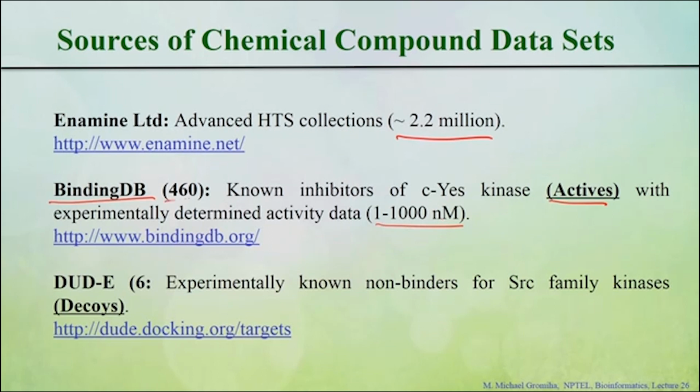So, here you can see 460 compounds. Then the decoys, this will give you the number of decoys. These are known non-binders for the SRC family. This is a negative set, right. So, we got the negative, we got the positive, we can use this as a control, and based on that we can identify the new inhibitors, and we can thus validate using experiments, right.